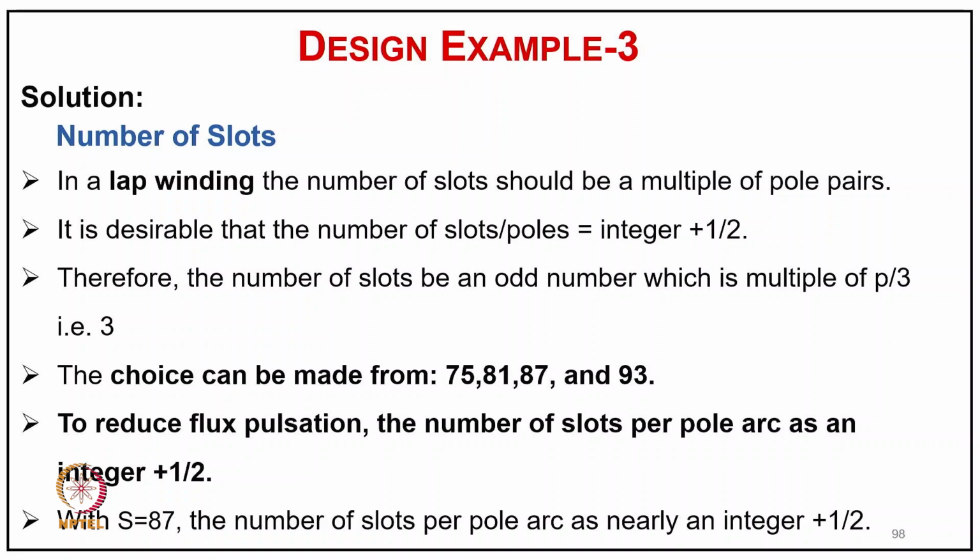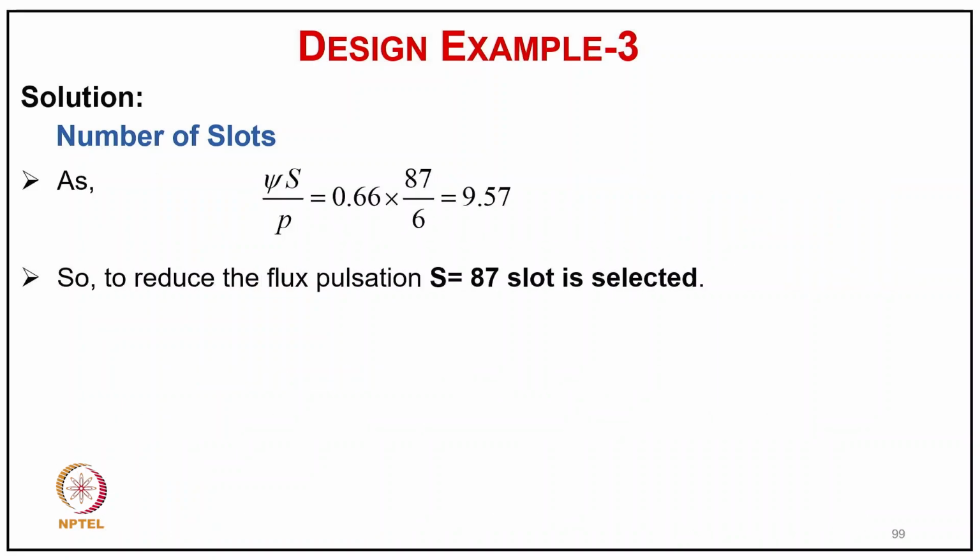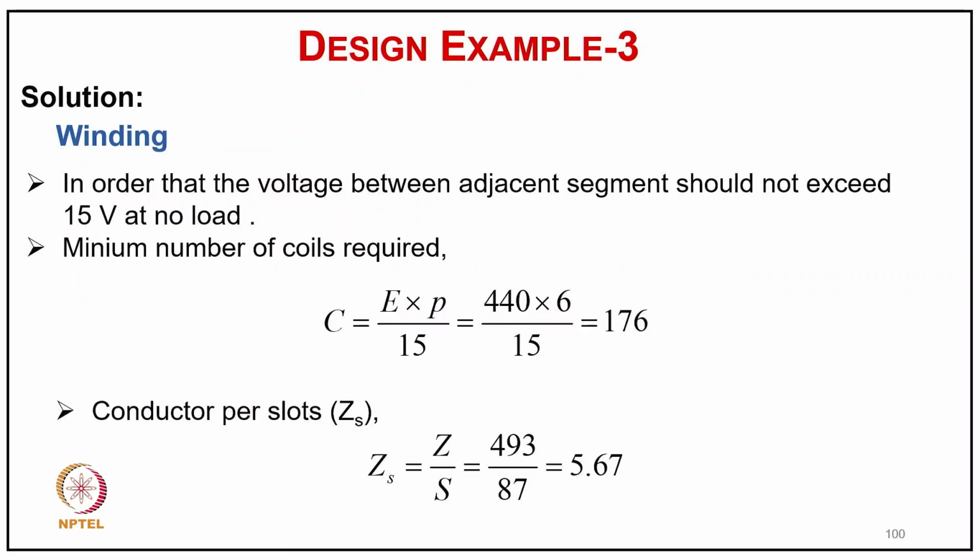To reduce the pulsation, number of slots per pole should be integer plus half. So with S equal to 87, number of slots per pole is nearly integer plus half. Number of slots per pole equal to S upon P, putting the value, it becomes 9.57. To reduce the pulsation, S equal to 87 slots is selected. The winding should be such that the voltage between segments should not exceed 15 volt at no load. So minimum number of coils equal to EP upon 15, that is 176, and conductors per slot should be Z upon S.